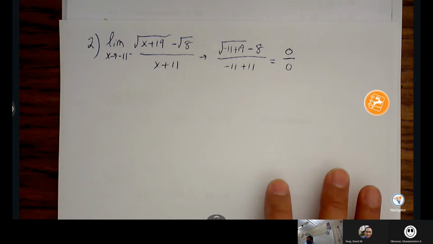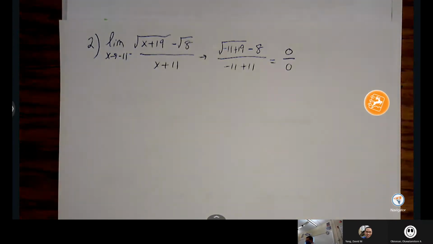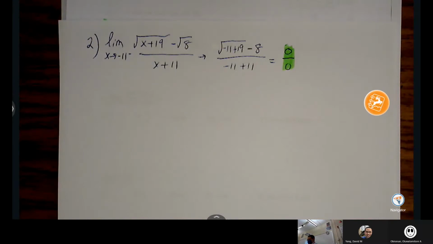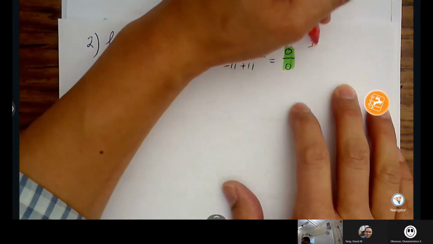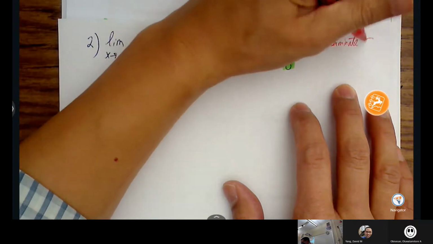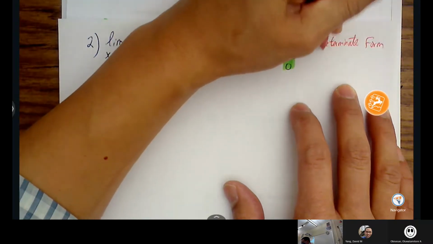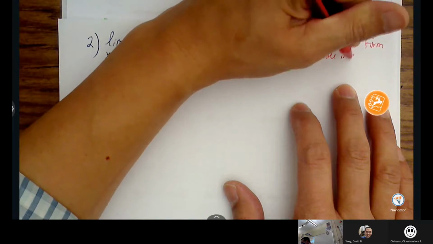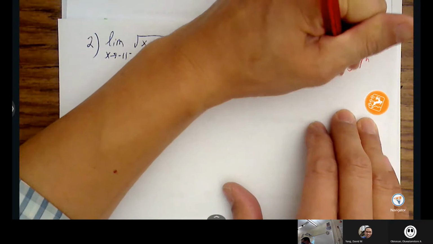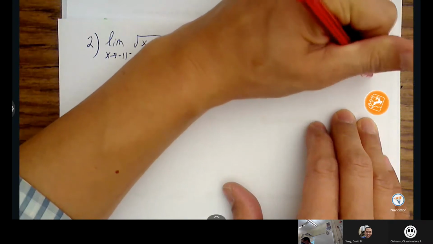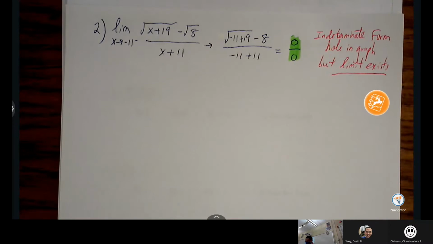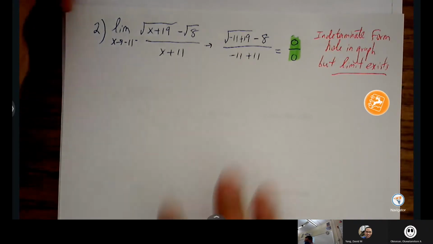Indeterminate form. So we have some options here. We know that there's a hole in the graph, but the limit is going to exist. We just haven't found the answer yet. Okay, you have two options. If you saw this on the exam, you can choose either option to do.